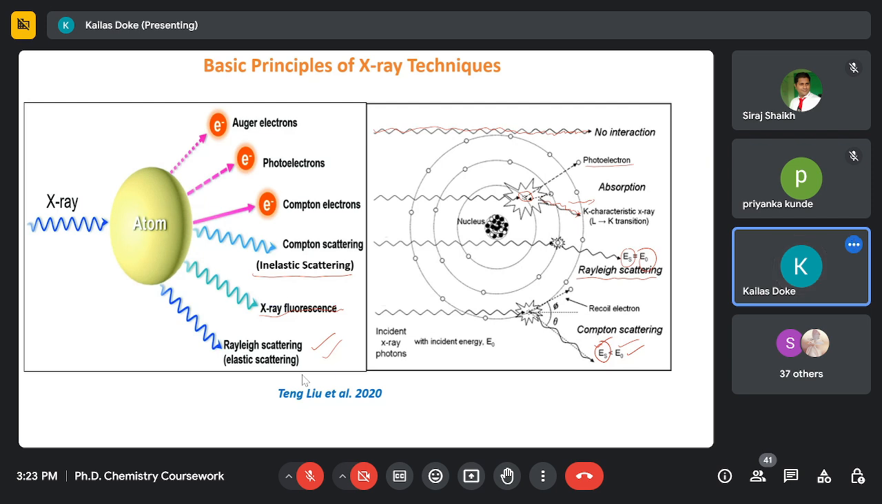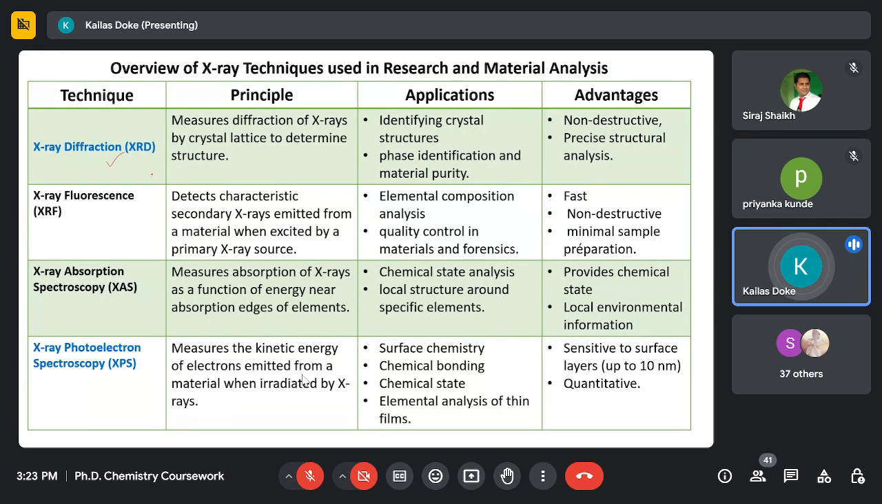Now, this is just an overview of all 8 X-ray techniques which are used in research and material analysis. The first one is X-ray diffraction. What is X-ray diffraction? It is an elastic scattering. X-ray diffraction is nothing but elastic scattering, with no change in energy between the scattered radiation and the incident radiation.